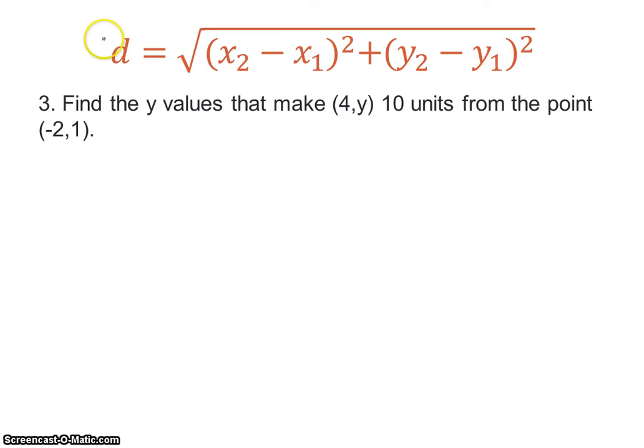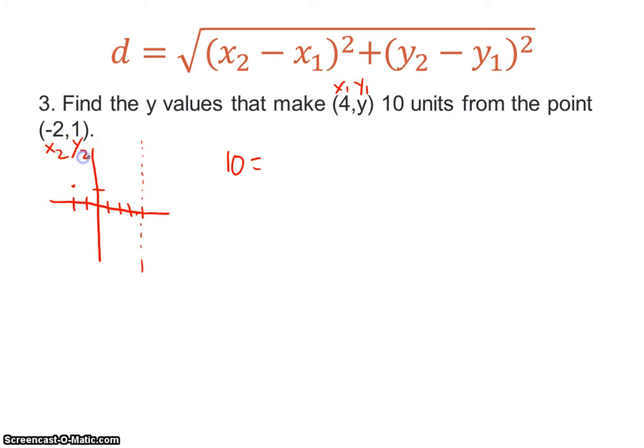Alright, let's try another one. Find the y values that make 4, y 10 units from the point negative 2, 1. If we look at our graph, we're given a point negative 2, 1, and it gives us our x value. So our point is somewhere on this vertical line at 4, and we want to find the values of y that make this point 10 units away from that point. We know our distance is 10, so we can go ahead and plug in our d, and then we'll have x1, y1, x2, y2.